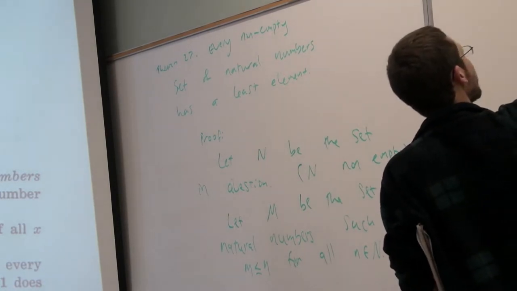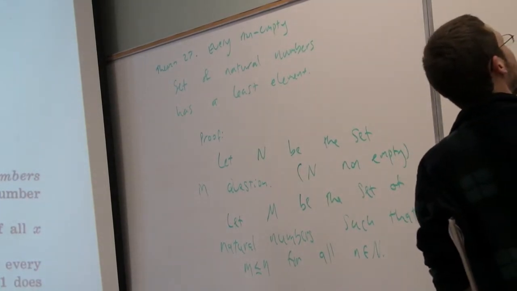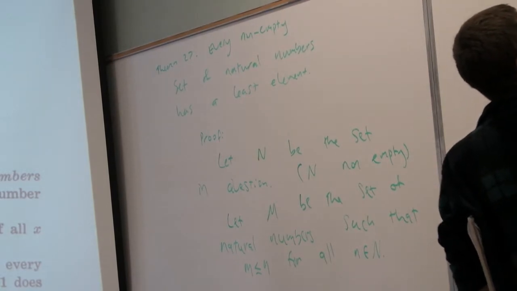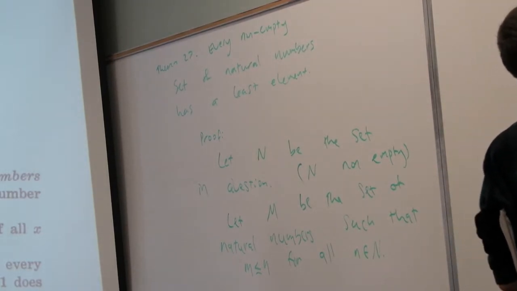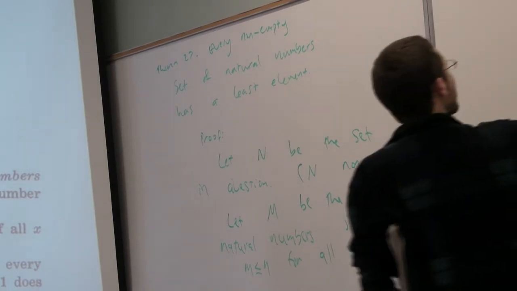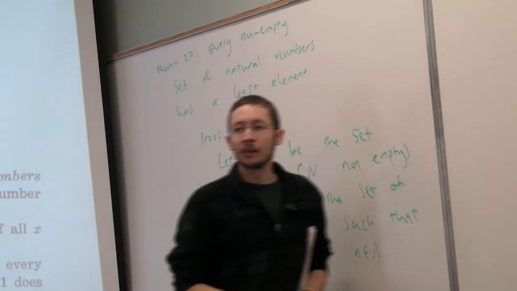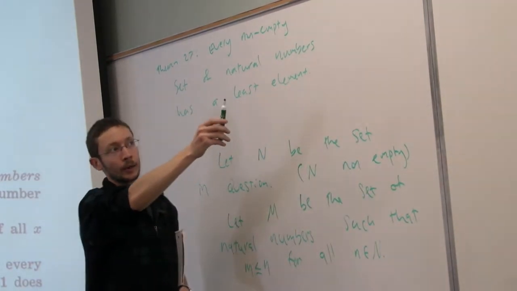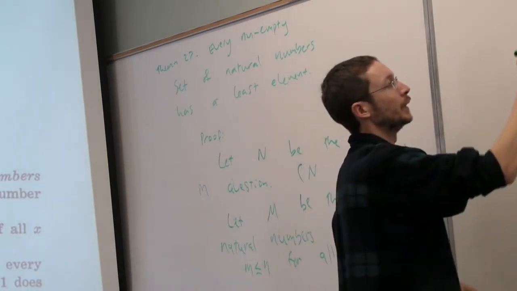Let's let N be this set here. Suppose we had 5, 7, 10, 13, and 19. Any non-empty set of natural numbers has a least element. What is it in this case? 5. So that's all that this theorem says: pick any set of natural numbers that you want, and it'll have a smallest element. So what M is, is the set of all numbers that are smaller than or equal to all of these. What would M be in this case?